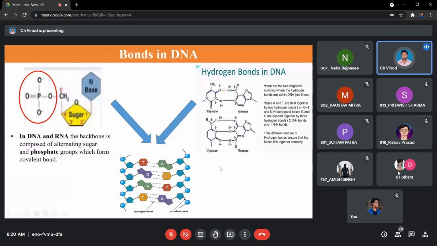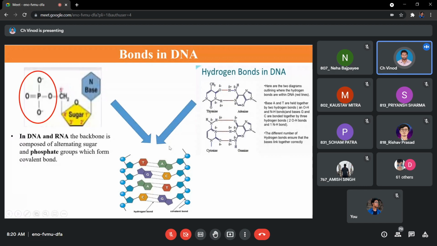in the parallel direction. They are in the opposite direction. Example, look at this figure or this image here. You can see the direction of the sugar here and you can see the direction of the sugar here. So if your 5 prime end is here, here we have a 3 prime end. So the orientation of the sugars of the interacting partners is always opposite.